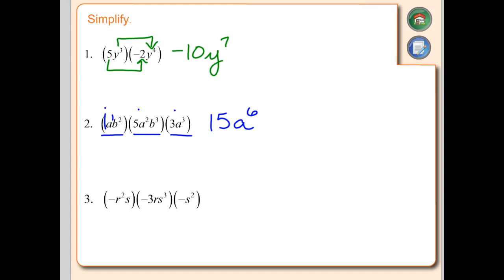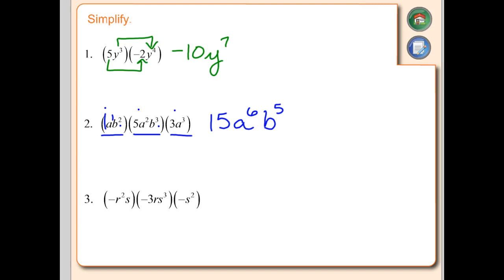And then we still have another letter. What's our other letter? B. We've got B, and we've got B squared and B cubed, and when I add 2 plus 3, B to the 5th. So my final answer when I multiply those monomials together is going to be 15, A to the 6th power, B to the 5th power.